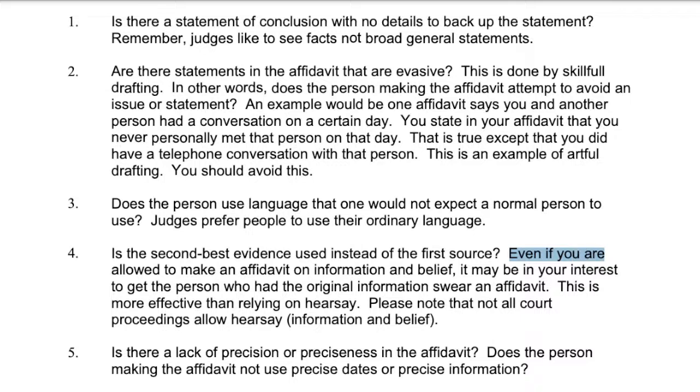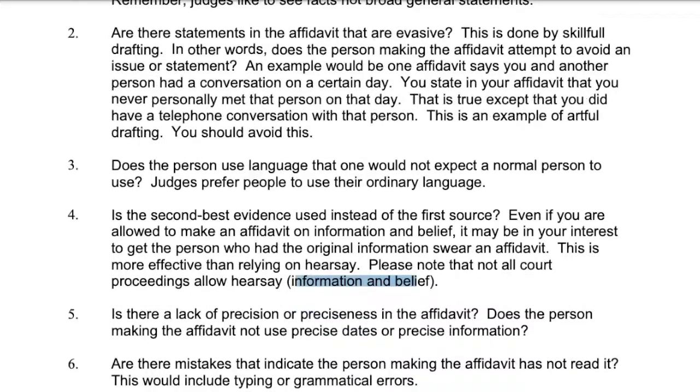Even if you are allowed to make an affidavit on information and belief, it may be in your interest to get the person who had the original information to swear an affidavit. This is more effective than relying on hearsay. Please note that not all court proceedings allow hearsay, information, and belief. And there is the hearsay exception rule.